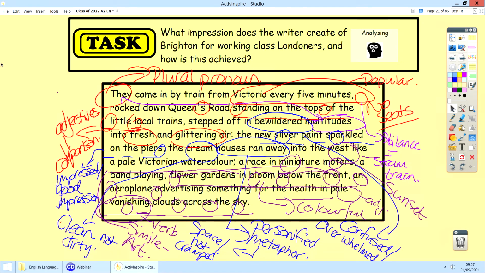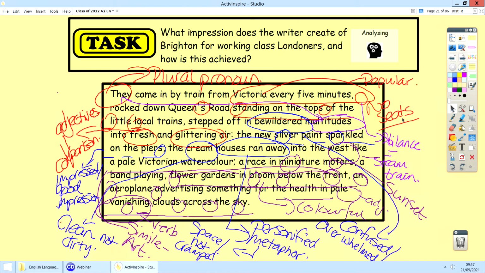So we looked at the idea of plural nouns. It's not just one person. We looked at the fact that Victoria every 5 minutes means that it's a popular place. The idea of them standing on the tops of the little local trains means there's no seats.